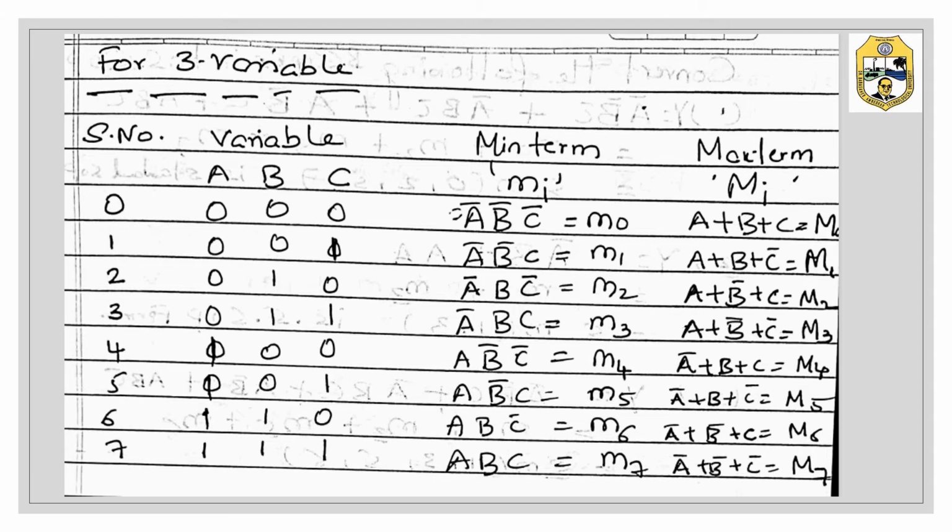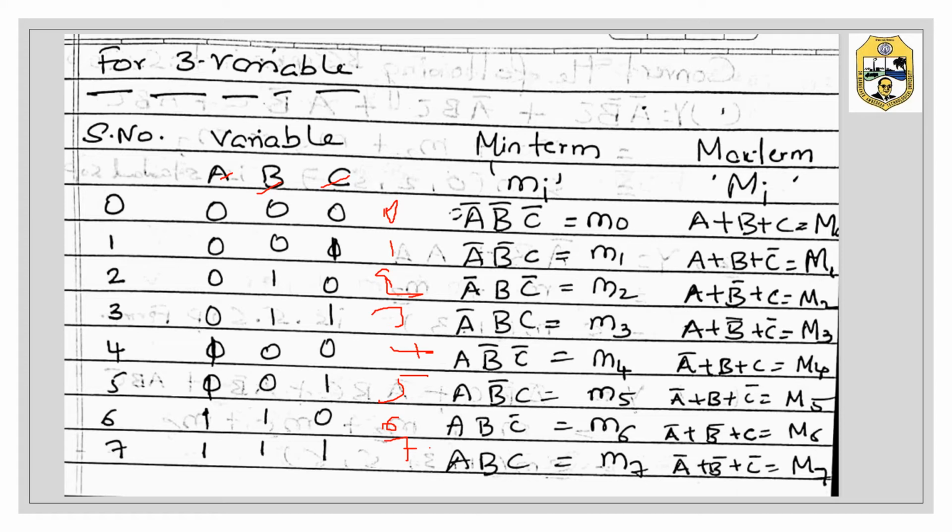For three variables we need to take A, B and C. So it is 0 0 0, 0 0 1, 0 1 0, 0 1 1, 1 0 0, 1 0 1, 1 1 0, and 1 1 1. These indicate 0, 1, 2, 3, 4, 5, 6, and 7.